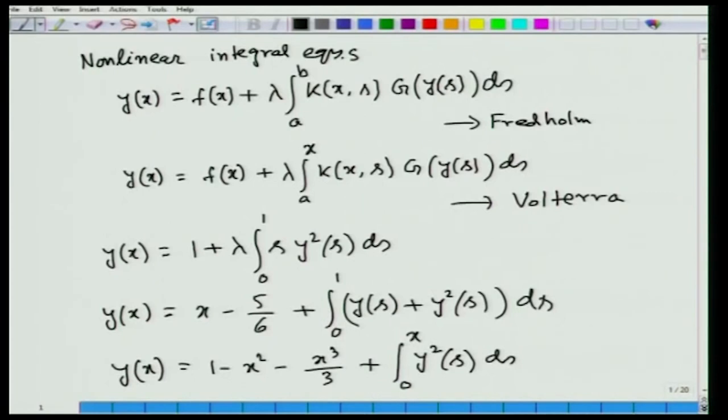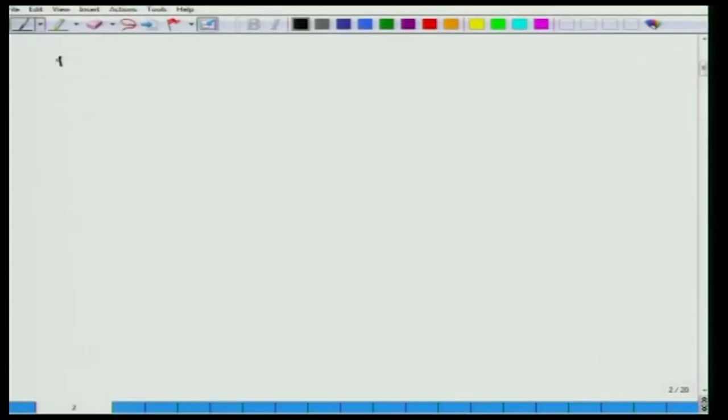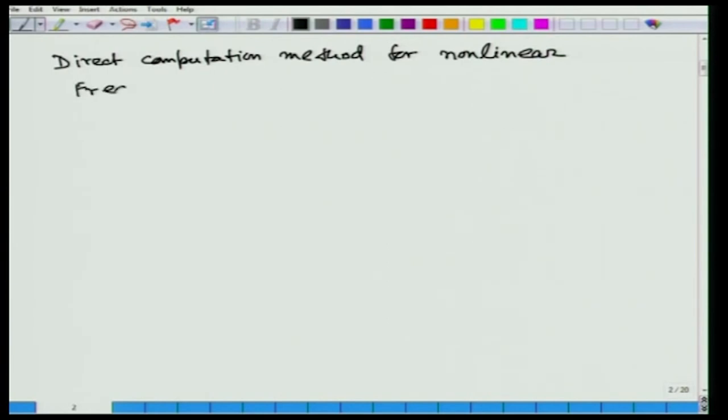Once this G is a nonlinear function of y, then equations of this type are known as nonlinear integral equations. So, first of all, we discuss the direct computation method to solve the nonlinear Fredholm integral equation. So, we are going to discuss the direct computation method for nonlinear Fredholm integral equation.